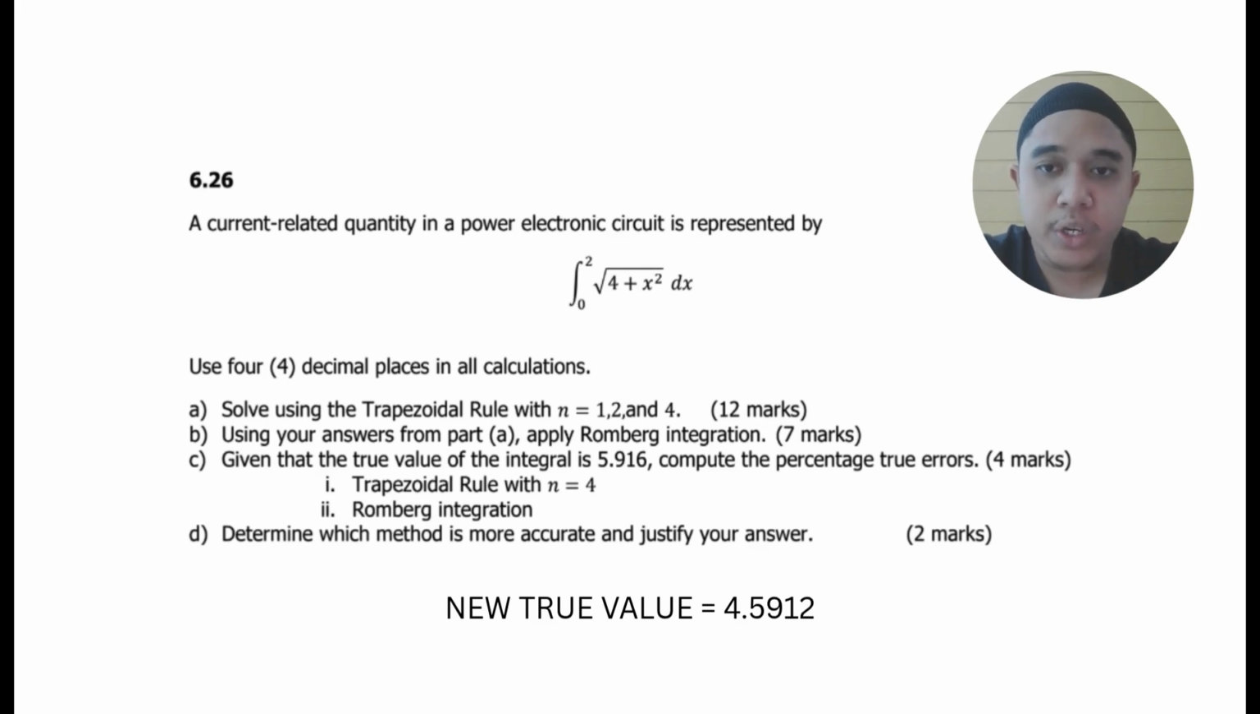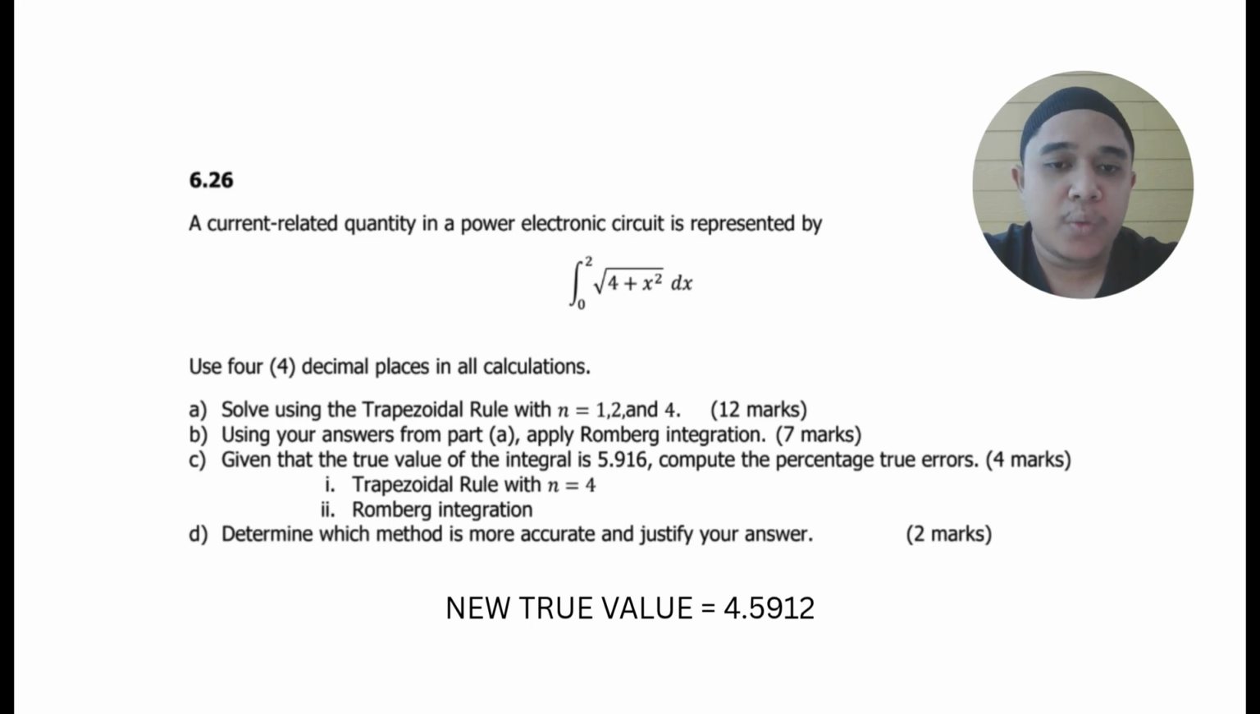As shown in the question before, the current electric quantity in a power electronic circuit is represented by the integral from 0 to 2 of the square root of 4 plus x to the power of 2, dx. For this calculation, we need to solve the question by the trapezoidal rule with segments 1, 2, and 4.